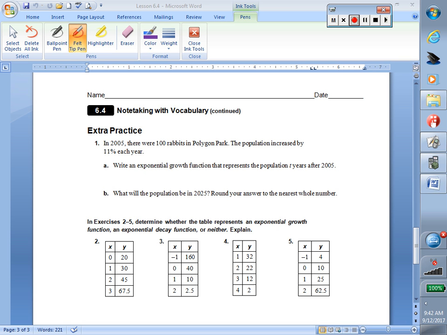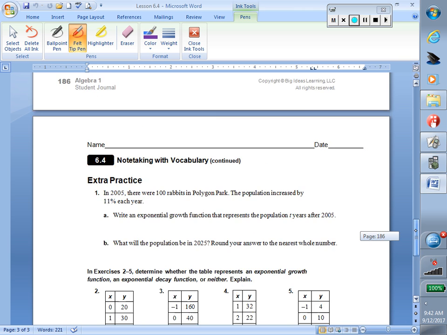You guys have written equations before for situations if this would say the population increased by 11 rabbits each year or decreased by 11 rabbits each year. We haven't written equations before where we're increasing by a percent each year. So in order to handle situations where we're increasing or decreasing by a certain percent, we write what are called exponential growth or exponential decay functions.